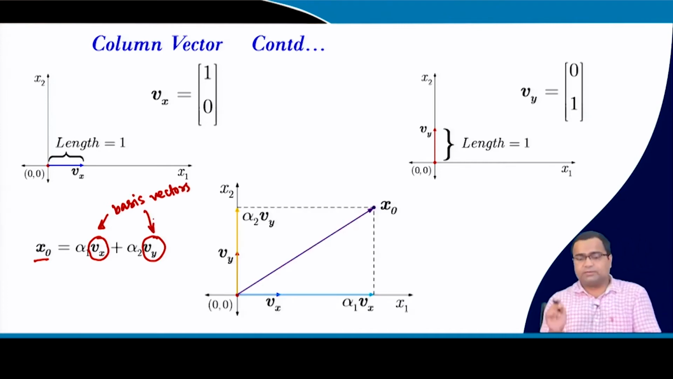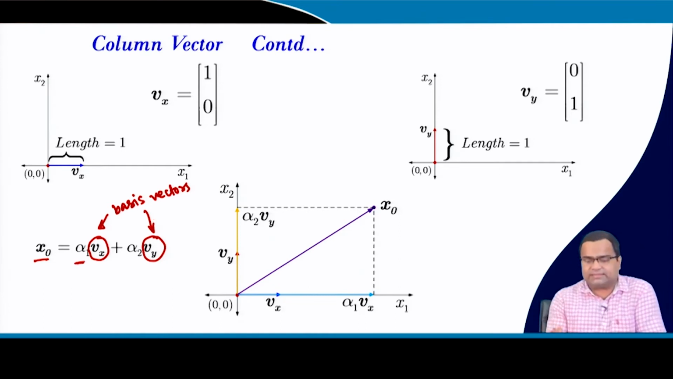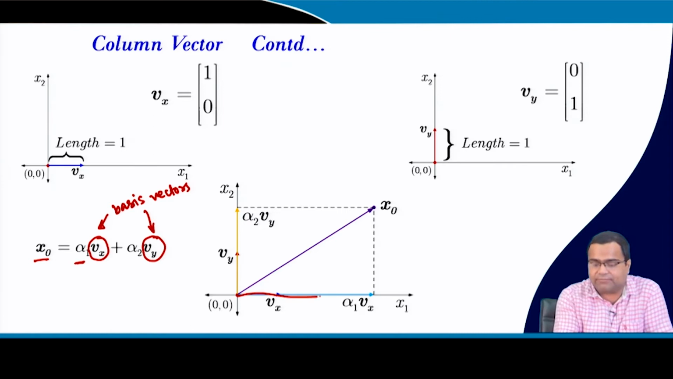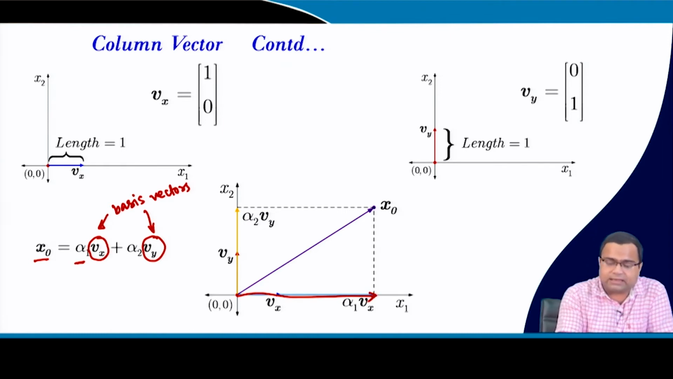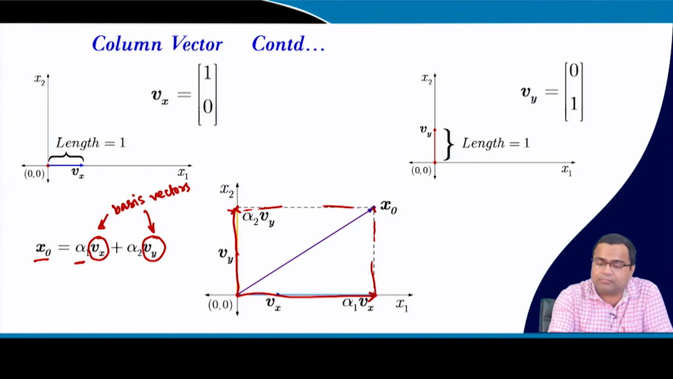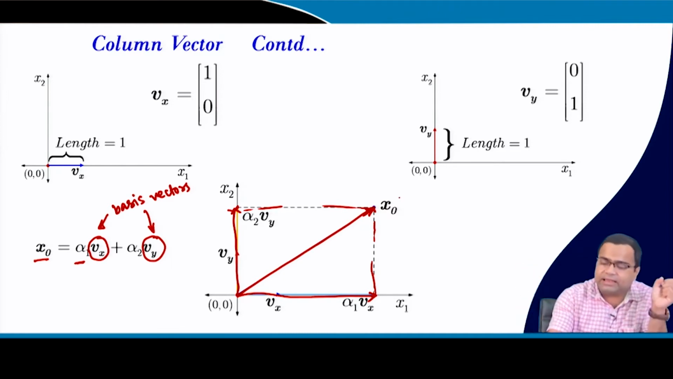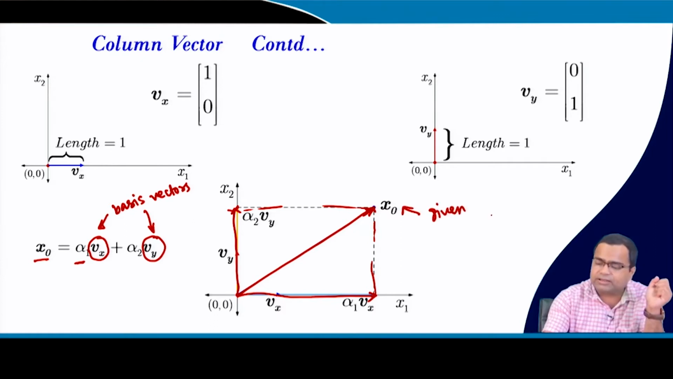The basis vector. Since we are scaling this vector alpha 1 times, alpha 1 Vx is this, and alpha 2 times Vy is this. Why are we choosing this? Because their resultant should combine to generate my initial vector, or in other words, if the initial vector is given.